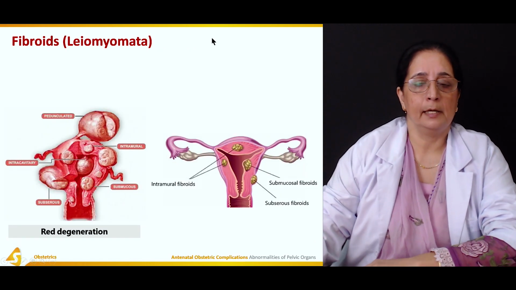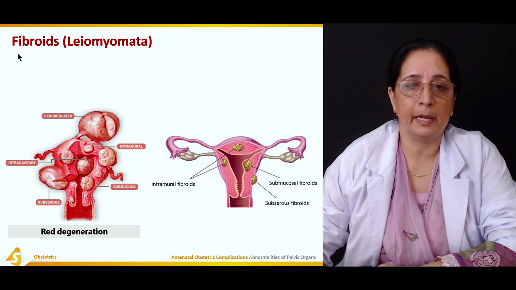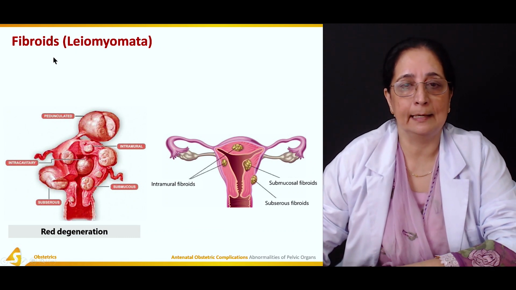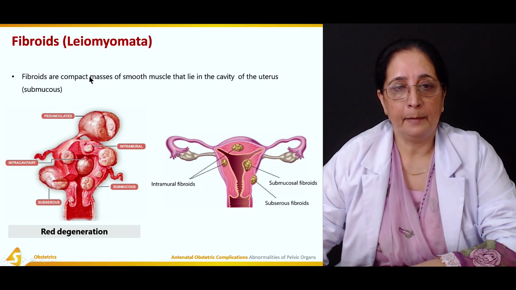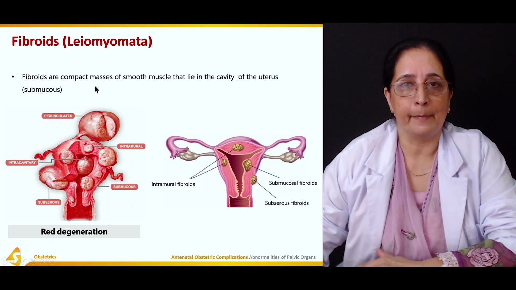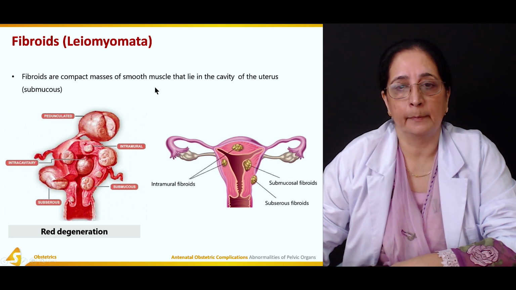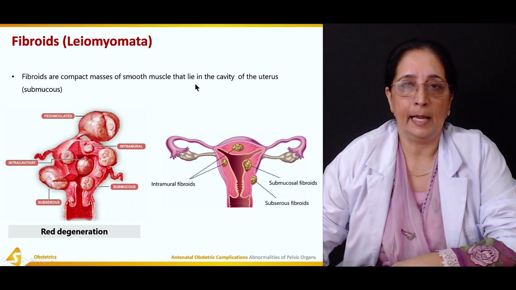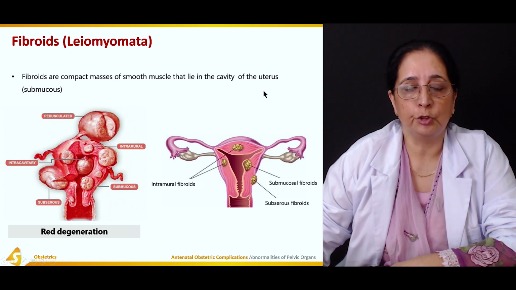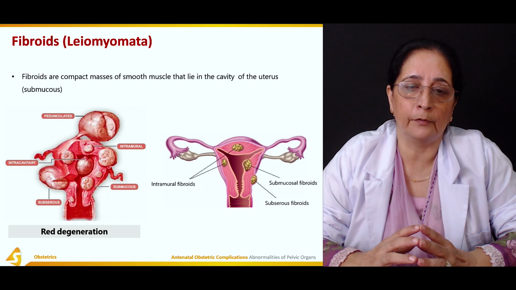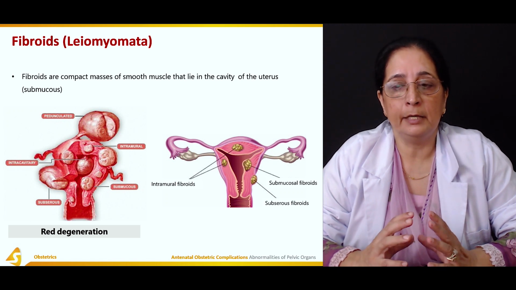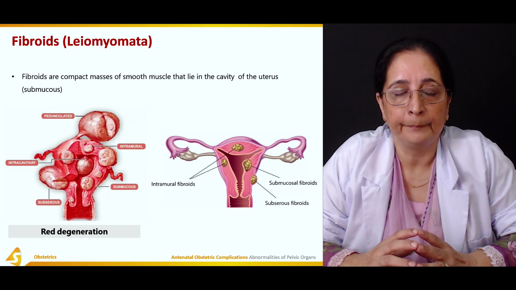So first, let's talk about fibroids. Fibroids are also known as leiomyomata. Fibroids are compact masses of smooth muscle that lie in the cavity of the uterus, submucous. There are different areas of the uterus where the fibroids can develop.